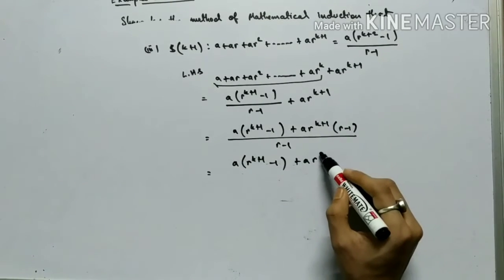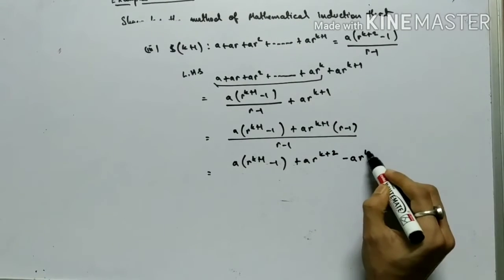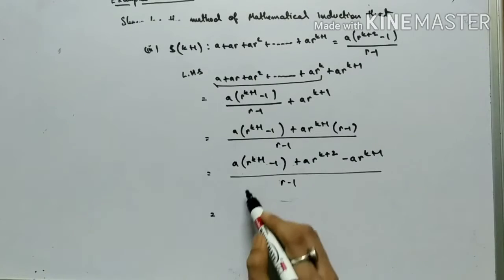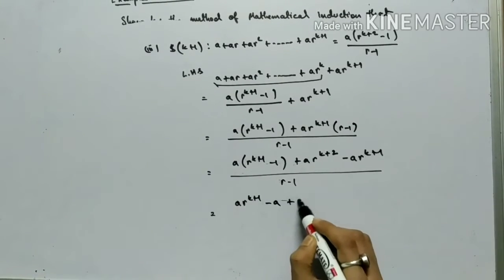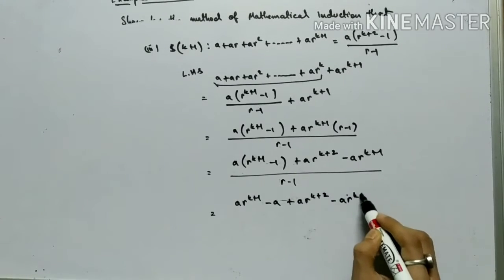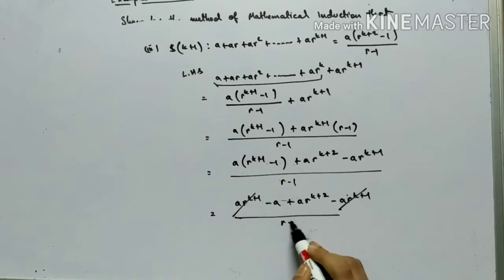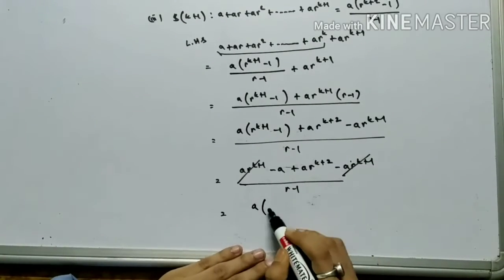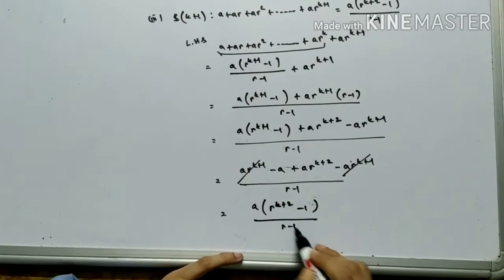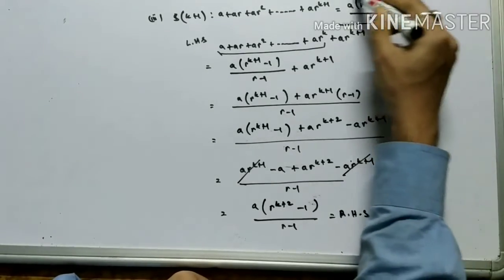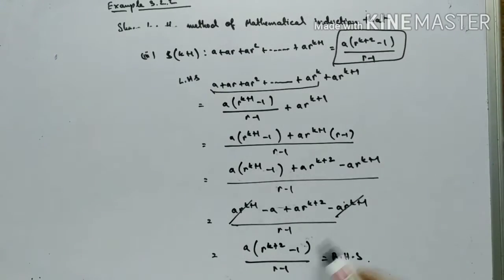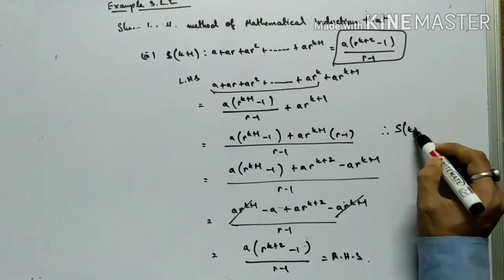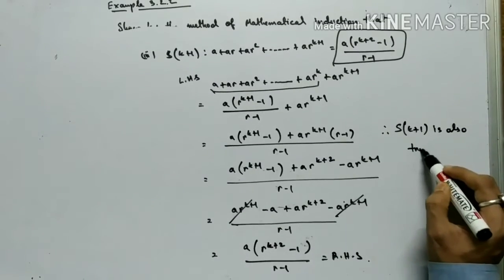So this is a(rᵏ⁺¹ − 1) + arᵏ⁺¹(r − 1), all by r − 1. If I multiply with r, I will get rᵏ⁺² here minus rᵏ⁺¹. Now this is equal to arᵏ⁺¹ − a + arᵏ⁺² − arᵏ⁺¹, so this one and this one cancel out, all by r − 1. If I take a common, I will get a(rᵏ⁺² − 1)/(r − 1), which is equal to RHS. Therefore Sk plus 1 is also true.